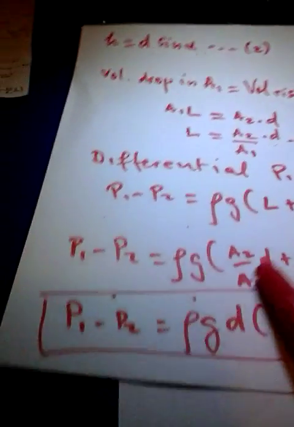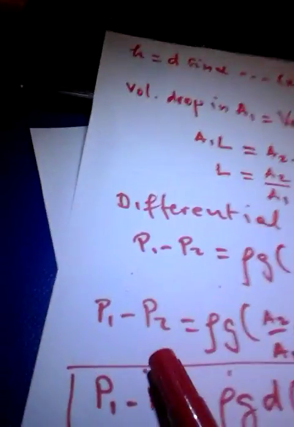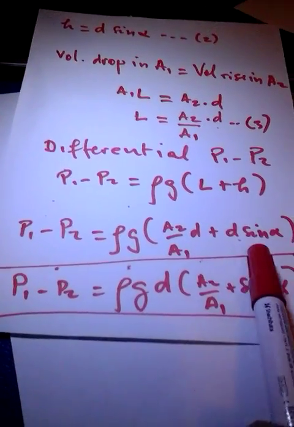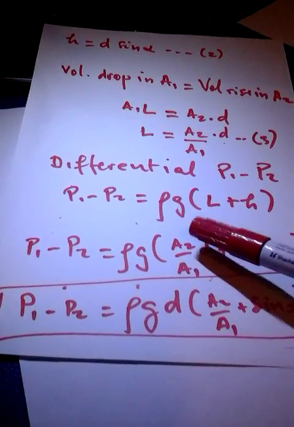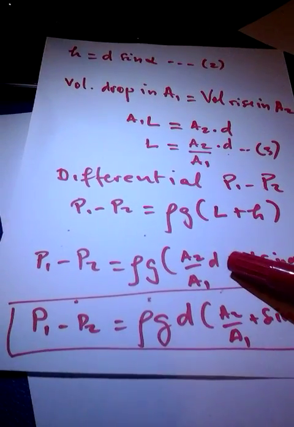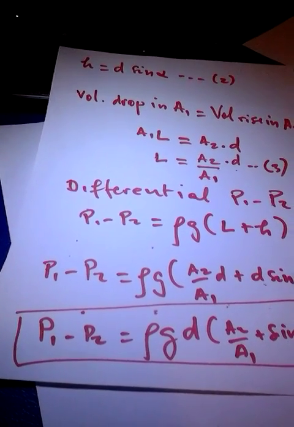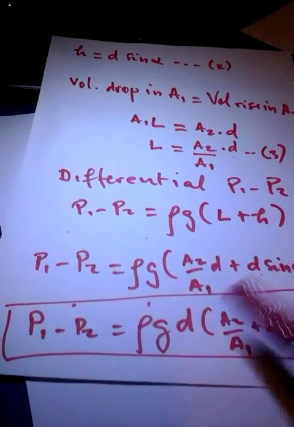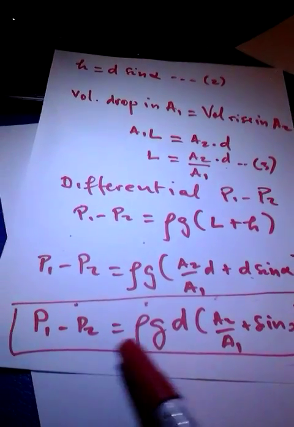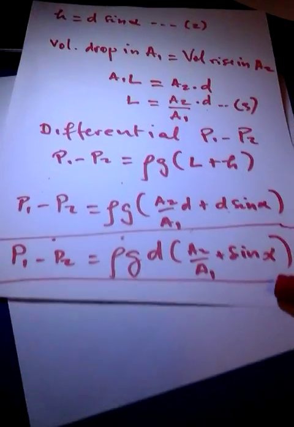So then there we go. Our final differential pressure P1 minus P2 is equal to rho g, area 2 over area 1 multiplied by D, which is our L, plus D sine alpha, which is our H. Then we can take out D. Then this is our final equation. You guys need to remember it, and also transfer it to your children, or remember it as long as you'll be doing engineering. It will be helping you.